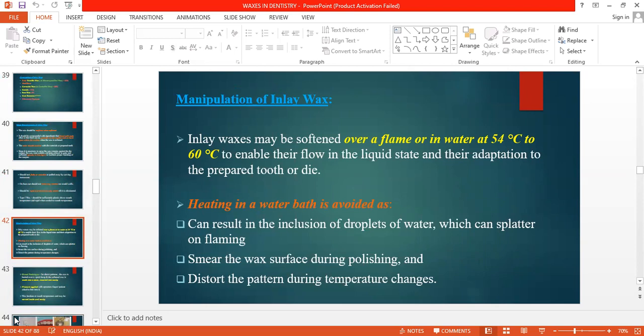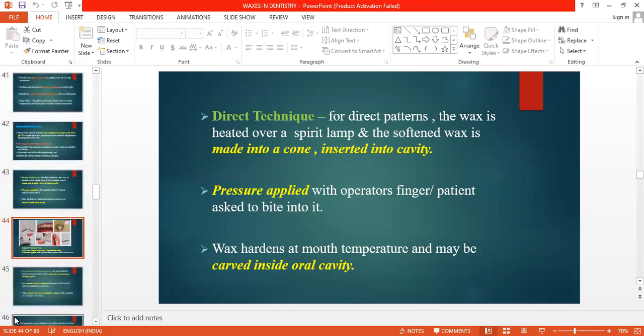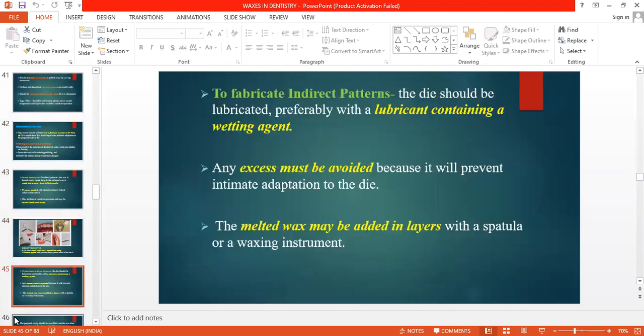Inlay wax may be softened over a flame or in water at 54 to 60 degrees Celsius to enable their flow in the liquid state and their adaptation. Direct technique: for direct patterns, the wax is heated over a spirit lamp, then the softened wax is made into a cone and is inserted into the cavity. Then pressure is applied with the operator's finger, or the patient is asked to bite on it. Then the wax hardens at the mouth temperature and may be carved inside the oral cavity. This is the diagrammatic representation of the direct technique.